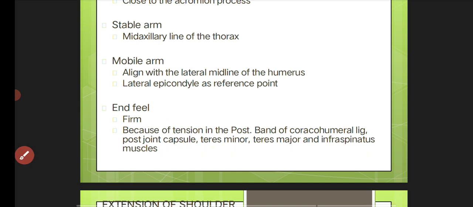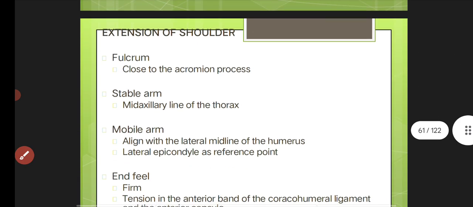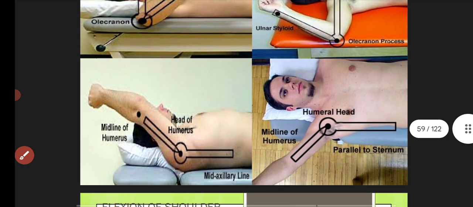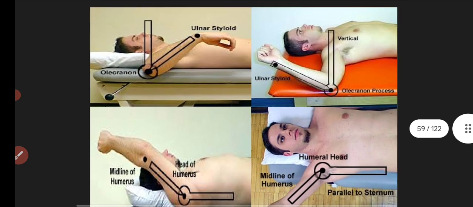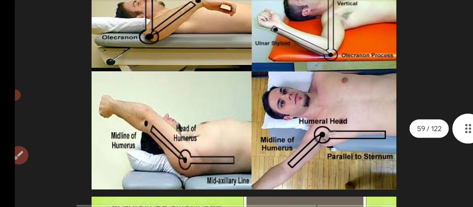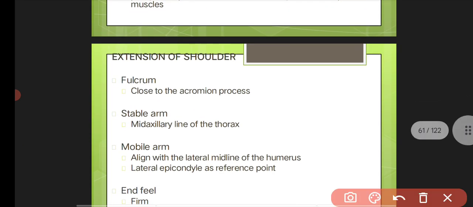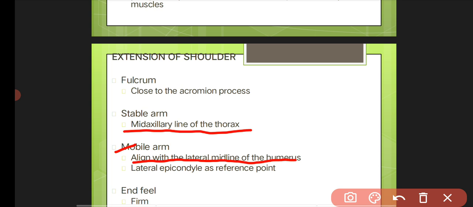shoulder flexion. In case of shoulder extension, in the same way the fulcrum will be close to the acromion process. The stable arm is the same, along the mid axillary line of the thorax, and the mobile arm is aligned with the lateral midline of the humerus, with the lateral epicondyle as a reference point.